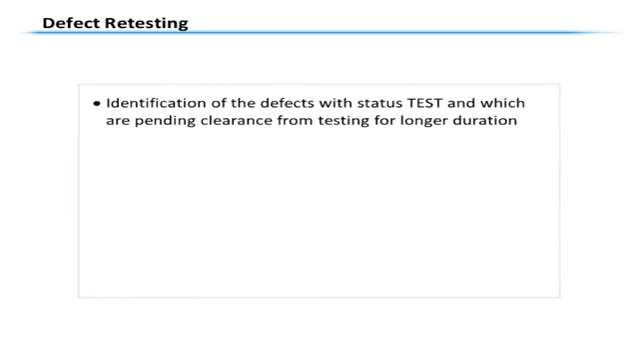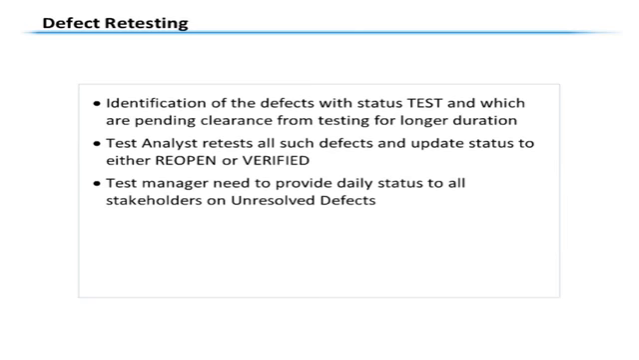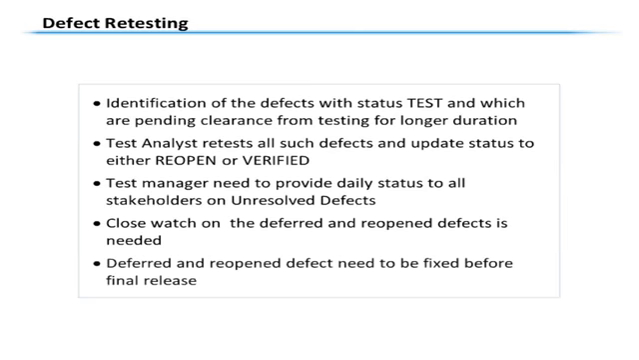Defect retesting. Let's take a look at the process of defect retesting. First, the identification of the defects with the status of test, which are pending testing for a longer duration. Next, the test analyst retests all such defects and updates the status to either reopen or verified, as per the initial post-testing status. As we move on, the test manager would need to provide daily status updates to all the stakeholders on unresolved defects. Then we would closely watch the deferred or reopened defects, if it's needed. And finally, the deferred and reopened defects need to be fixed before the final release.